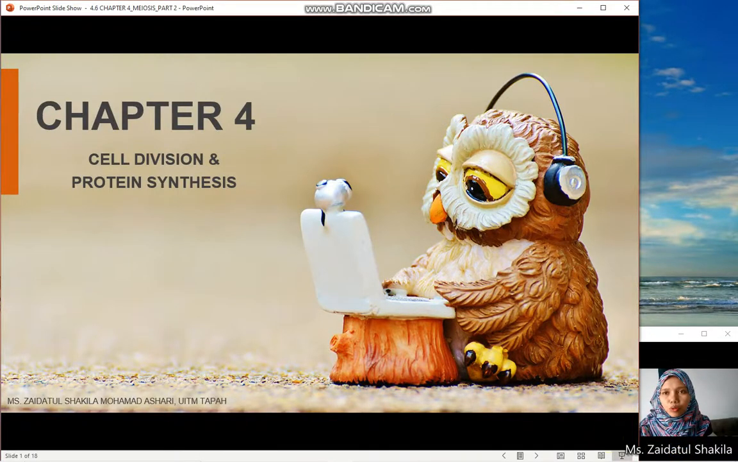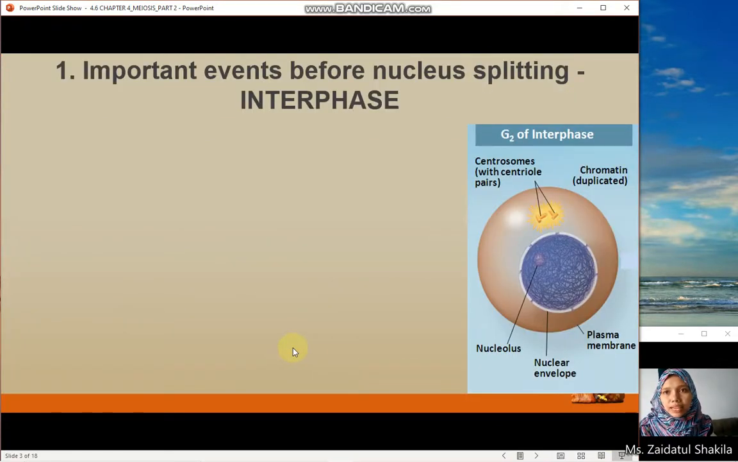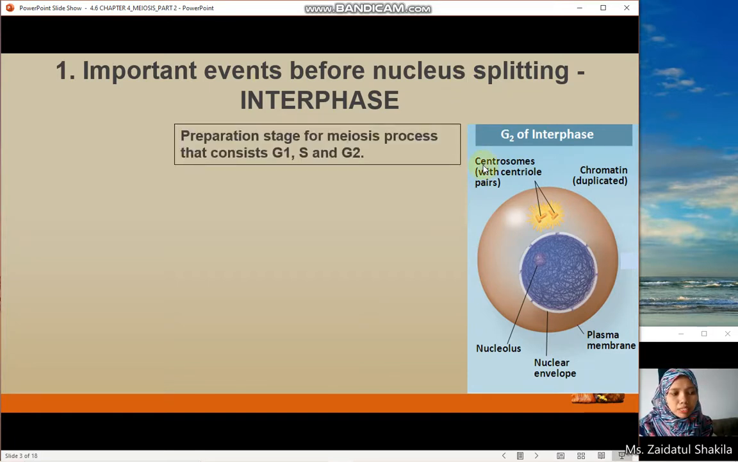In this video, we will be discussing the detailed steps of meiosis. Before we discuss more on the detailed steps of meiosis, let's take a look at the important events before the nucleus splits, which is the interphase. Interphase is the preparation stage for the meiosis process that consists of G1, S and G2.